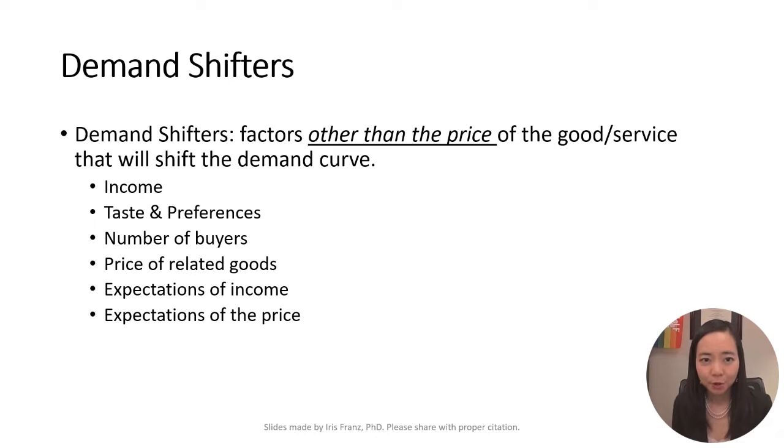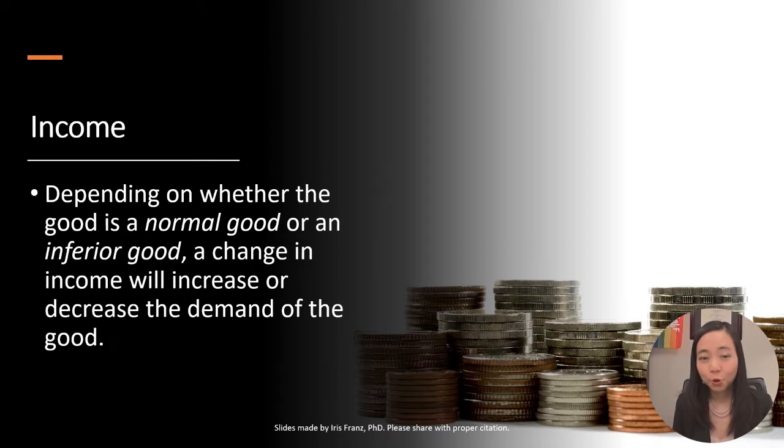Income, number of buyers, price of related goods, including substitutes and complements, expectations about future income, and expectations about future prices. Each of these factors plays a role in shifting the demand to the right or left. Our income, or the change of the income, is a demand shifter. Would an increase in income shift the demand curve to the right or left? That depends on whether the good in question is a normal good or an inferior good.